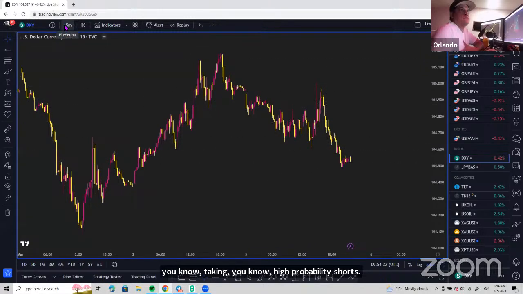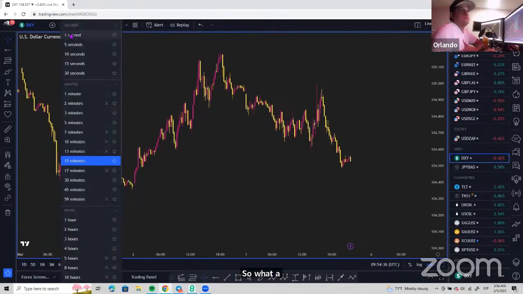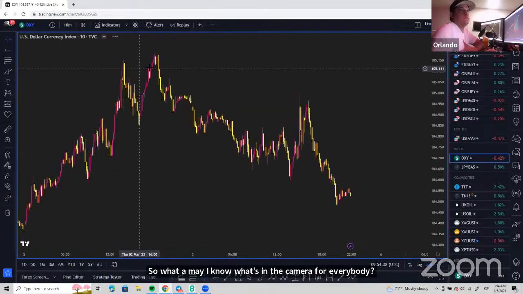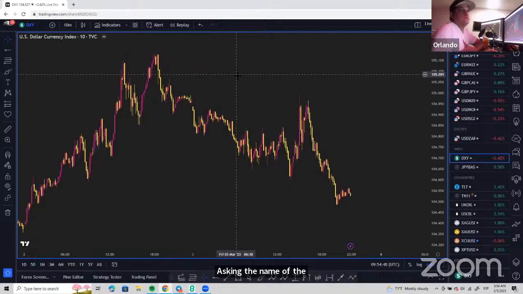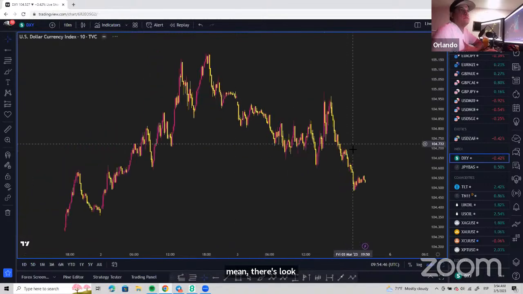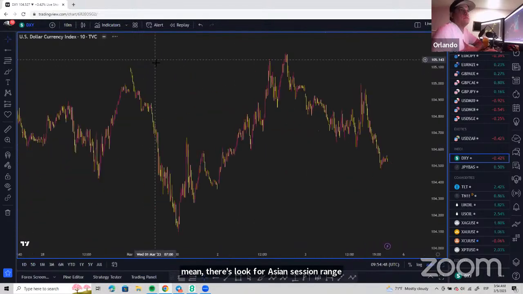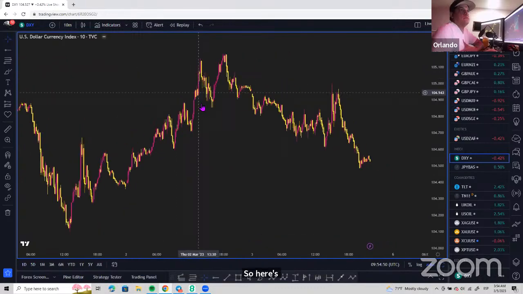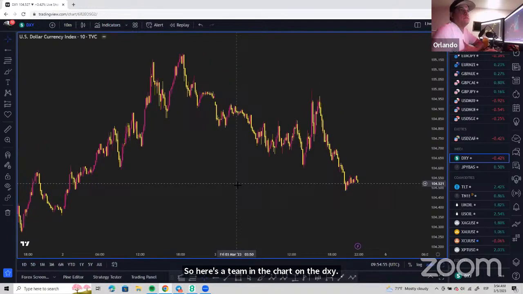May I know what the indicator is? For everybody asking the name of the indicator, just go and look for Asian session range. So here's a 10-minute chart on the DXY. This is the US dollar currency index, right? And here's what I'm looking at.